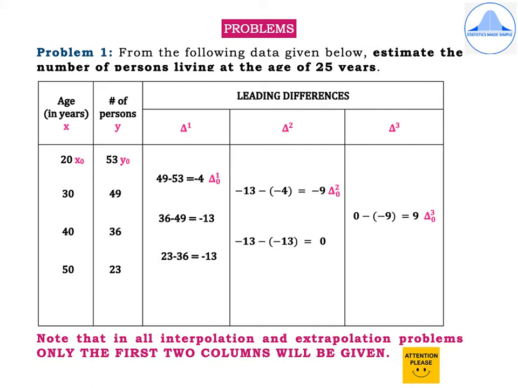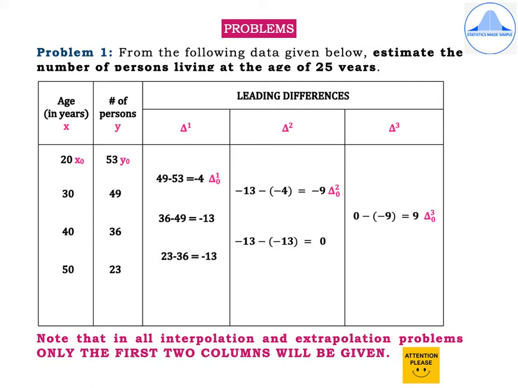Starting with the problems. Problem 1. From the following data given below, estimate the number of persons living at the age of 25 years. So, note that in all interpolation and extrapolation problems, only the first two columns will be given. The leading differences are what we are going to find out, and all that we find out in the problem I have highlighted in pink color. So in the first column, you are given age in years as 20, 30, 40, 50, and number of persons as 53, 49, 36, and 23.